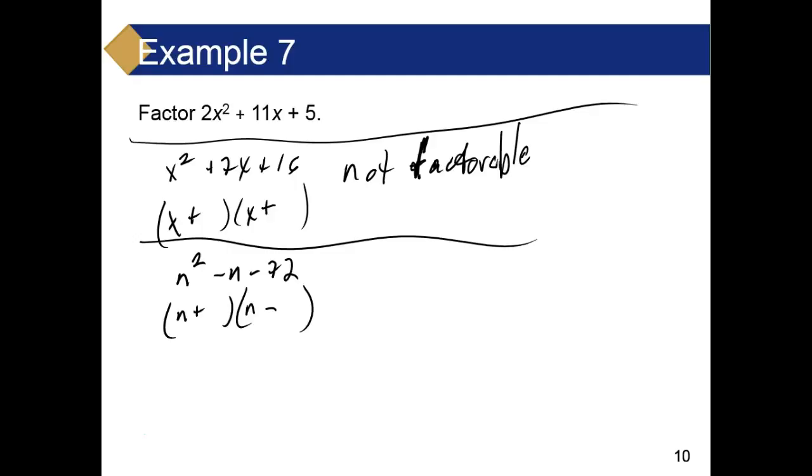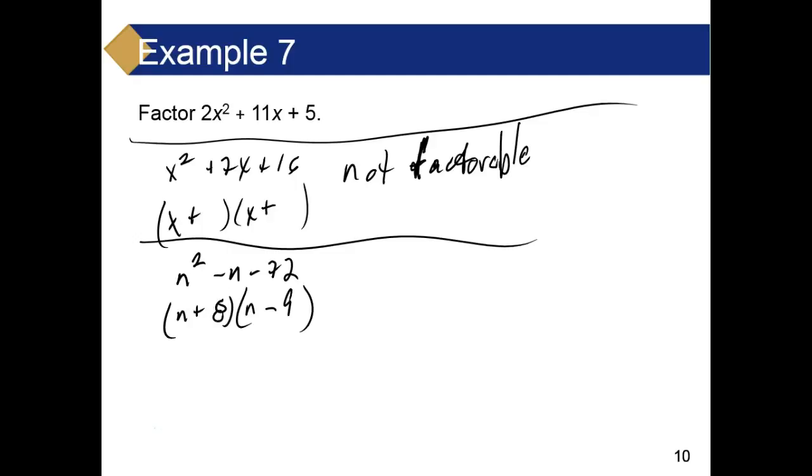9 and 8, right off the bat. Now, it doesn't matter where we put the 9 and where we put the 8. Why? Since the negative wins here, you want the bigger of those two factors, 9, to go with the minus sign there. So we do 9 here times 8 here.